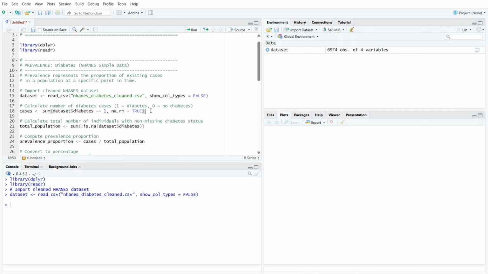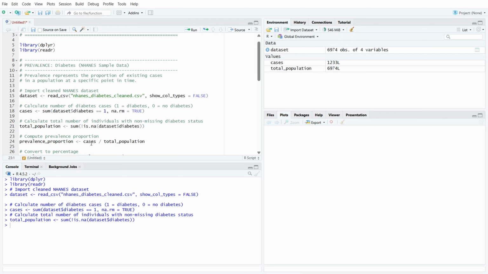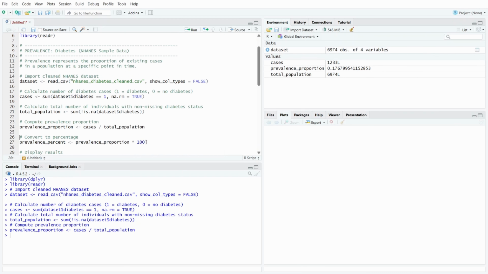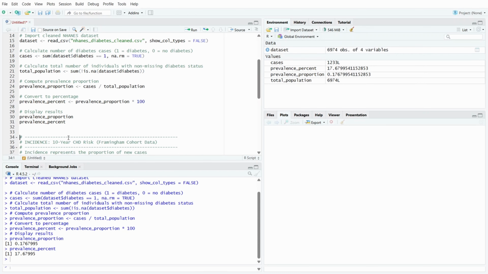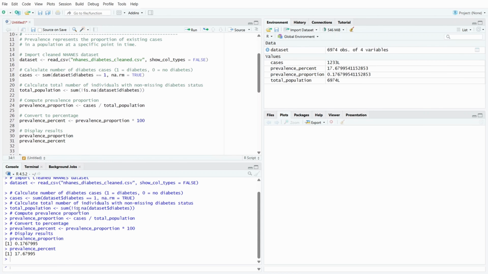That becomes our numerator. Then we count the total number of individuals with known diabetes status. That becomes our denominator. We divide cases by the total population to obtain the prevalence proportion. Finally, we multiply by 100 to express it as a percentage. This tells us the overall burden of diabetes in our sample at that time. Let's head over to the output and interpret the results we have there.